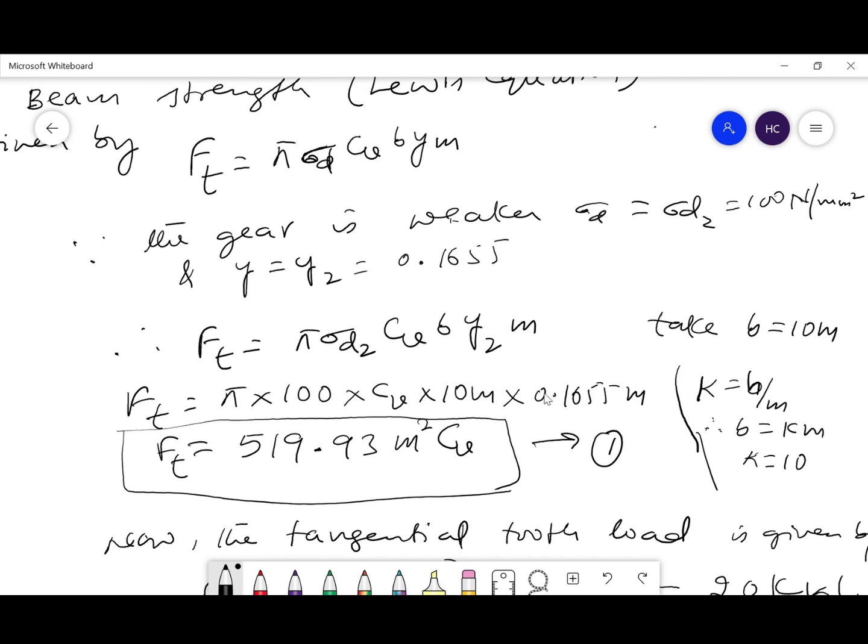And Y2 is 0.1655, and this is module m. So Ft is given by 519.93 module square into Cv. So let us call this as equation 1.